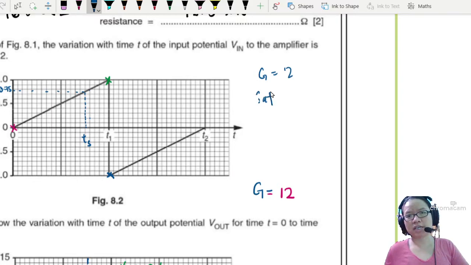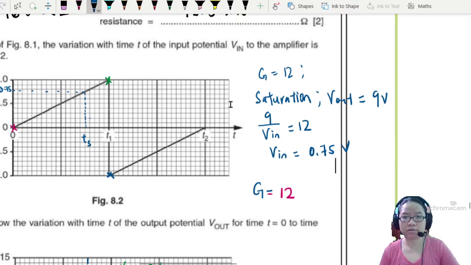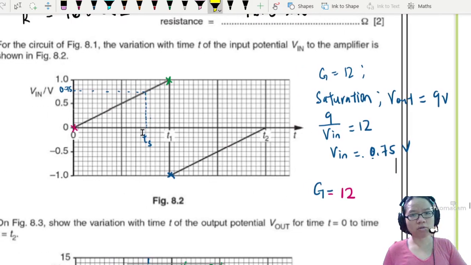So during saturation, the VOUT is equal to 9 volt. So 9 over V in is equal to 12. From here, you can see that V in will be 0.75 volt. 9 over 12 becomes 3 over 4. So V in is 0.75. This is your saturation input. So if your V in is 0.75, this is where we saturate. This is the saturation value.